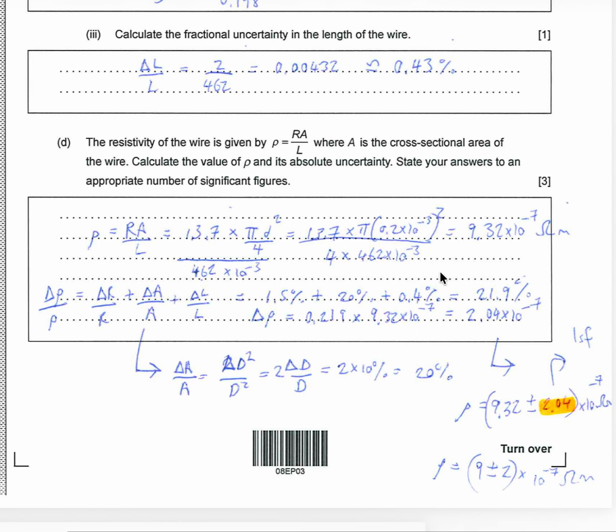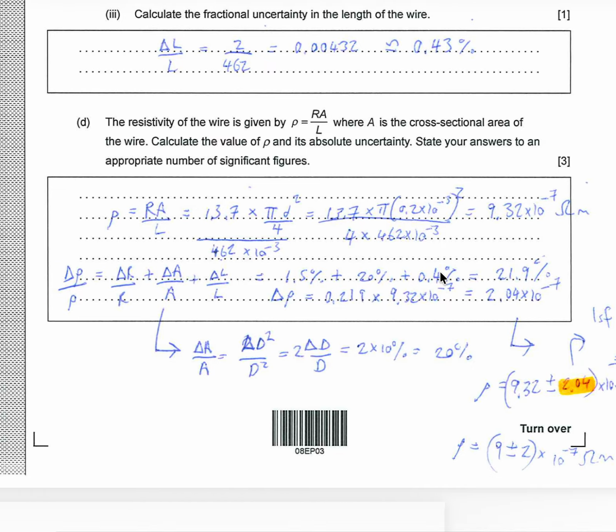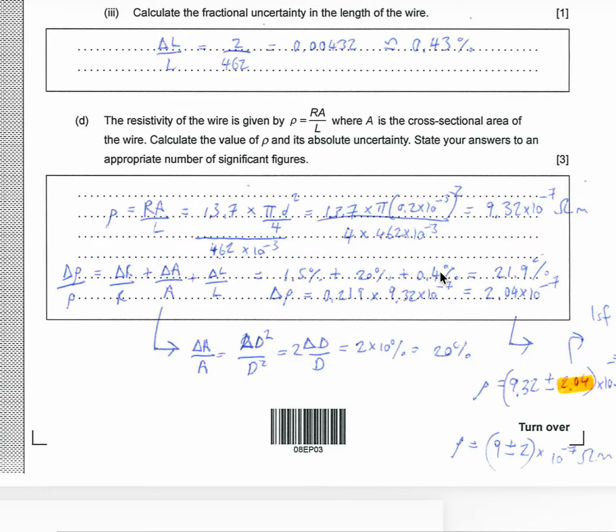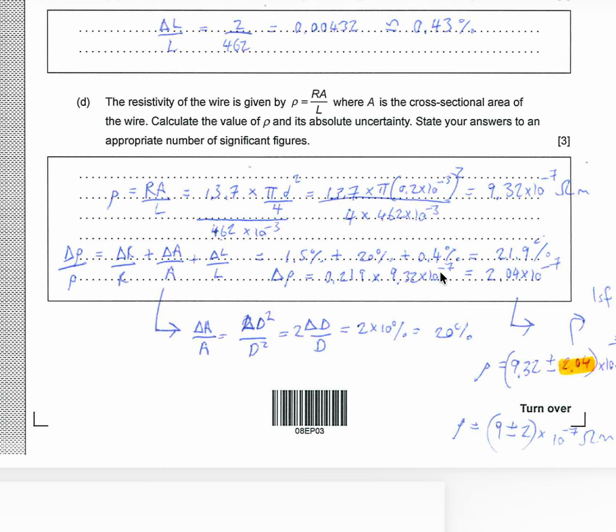And again, this is where my working is disgusting. I'm really sorry. I've done this on a tiny piece of paper, but I hope it makes sense. Resistivity is RA over L. A is the cross-sectional area, and that is going to be a cross-section of a circle. And we want to calculate rho and give its absolute uncertainty, and then we are asked to state our answers to the appropriate number of significant figures. You will have seen this before if you've done any questions like this. You want to do things appropriately, so let's do this now.